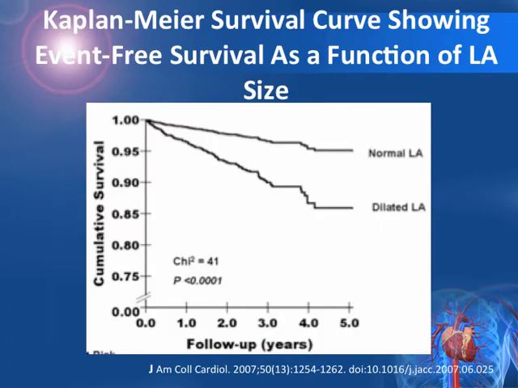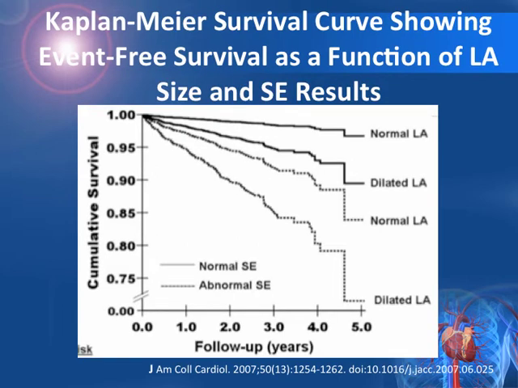Now, in this study, they also looked at cumulative survival, in this case in a normal stress echo patients divided by increased left atrial size or dilated left atrium, a normal left atrium. And if you see the dilated left atrium translated into significant survival decrease.